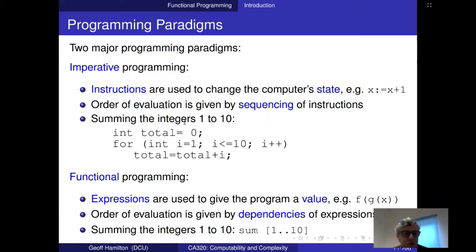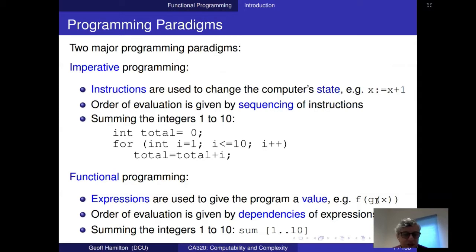For example, if you want to calculate the summation of the numbers 1 to 10, that could be a very typical piece of code in the imperative programming paradigm. You initialize a counter like total, then go inside the loop and add the numbers, change the value of total to a new value, and come back and continue until you reach the end of the loop. But in functional programming, expressions are used to give the program a value.